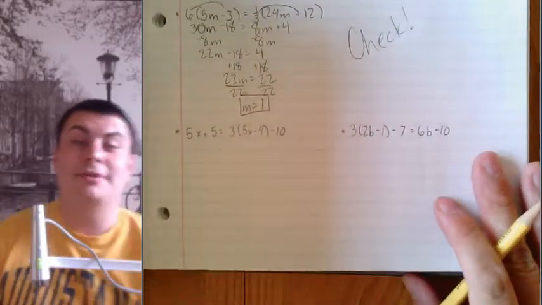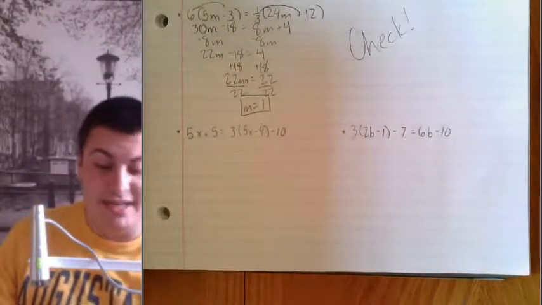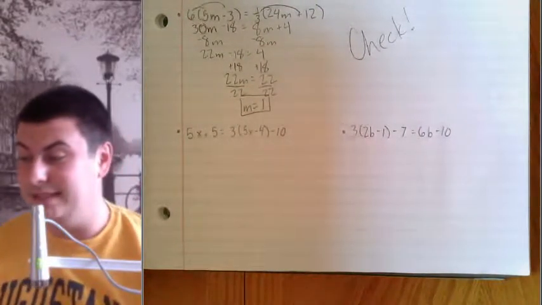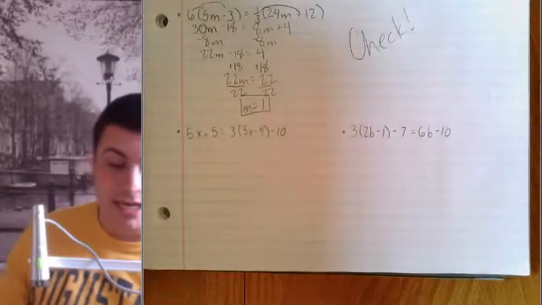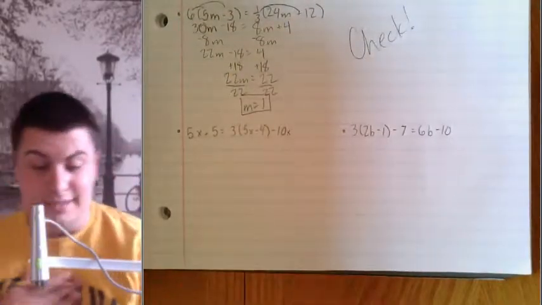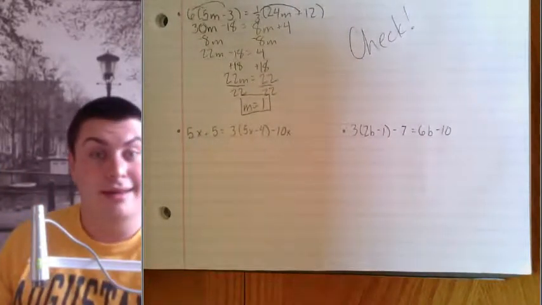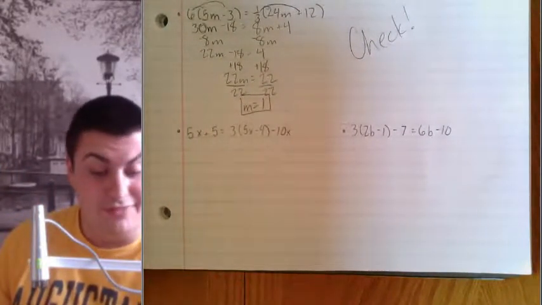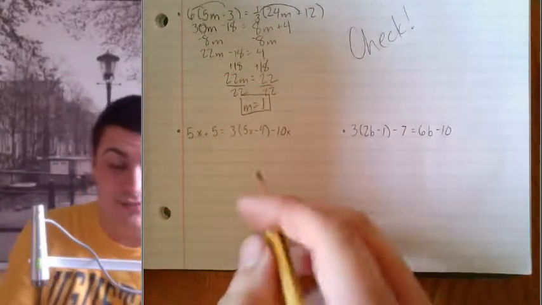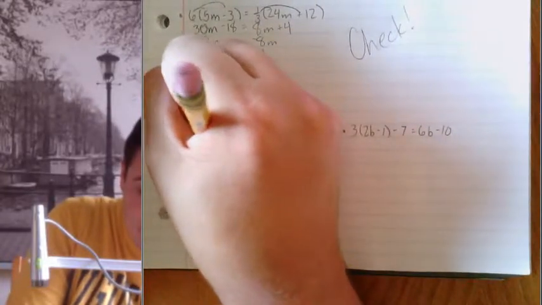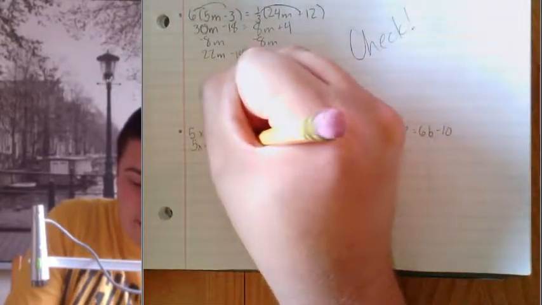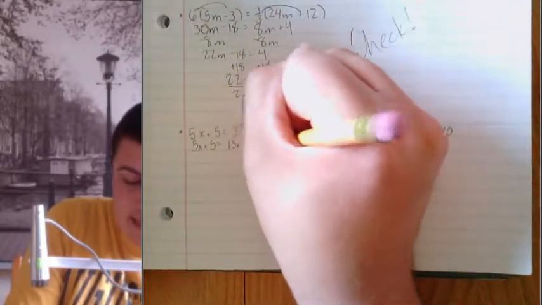So let's look at a couple more examples. 5x plus 5 equals 3 times the group 5x minus 4 minus 10x. First we have to distribute. This 5x plus 5 stays the same. When we distribute, we get 15x minus 12 minus 10x.